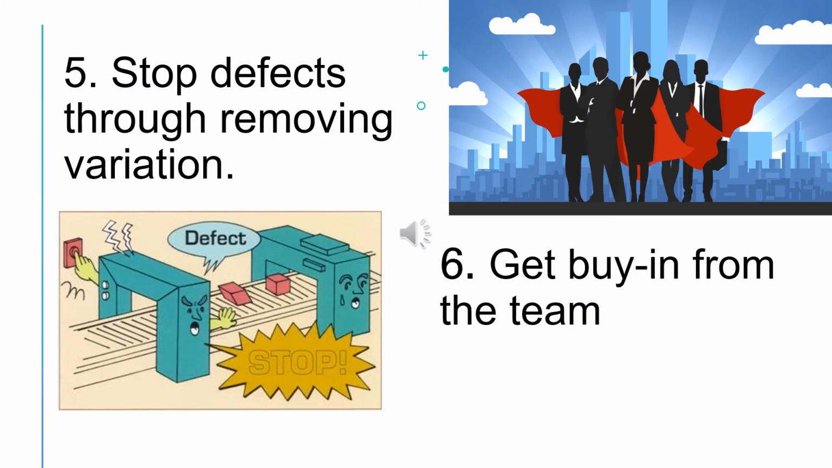Step number 5 is to stop defects. So we should stop tasks that prevent people from skipping responsibilities and bring multiple people doing the same thing. Step number 6, we need to get our employees involved in the process on a day-to-day level to make them feel important. This will get the buy-in from the team.